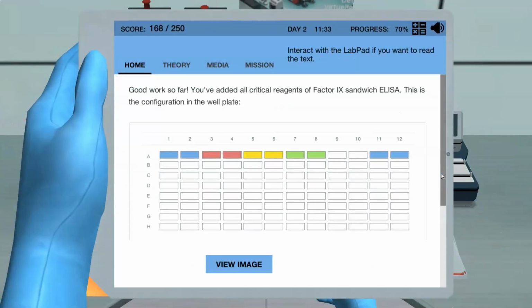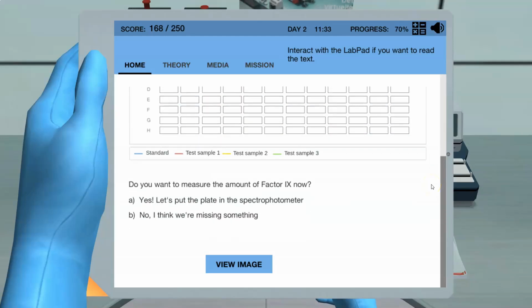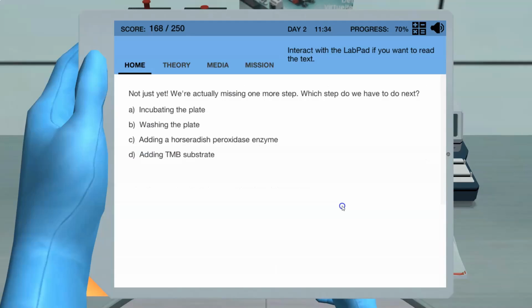Good work so far. You've added all critical reagents of the factor IX sandwich ELISA. This is the configuration in the well plate. Do you want to measure the amount of factor IX now? Not just yet. We're actually missing one more step. Which step do we have to do next?